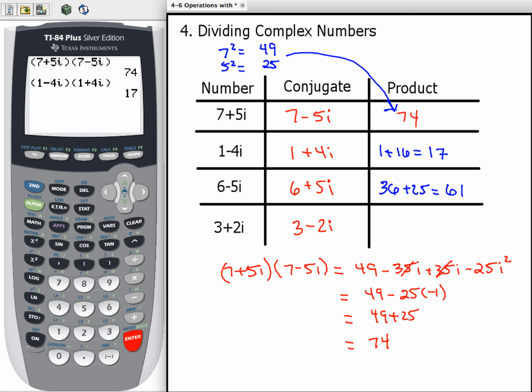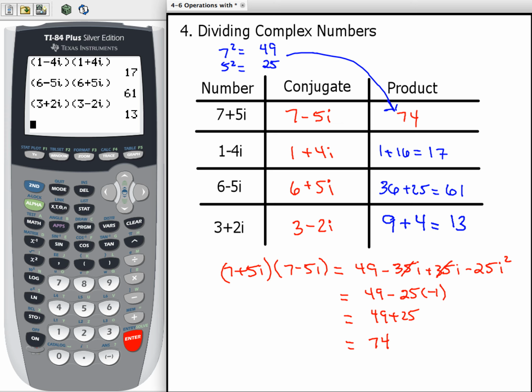Verify. Make sure that your answer is correct, because the last thing you want to do is make a careless mistake. And actually, go ahead and do the next one. 3 plus 2i times 3 minus 2i. Multiply those two together and come up with their product. Then double check using your graphing calculator to make sure that you are correct.